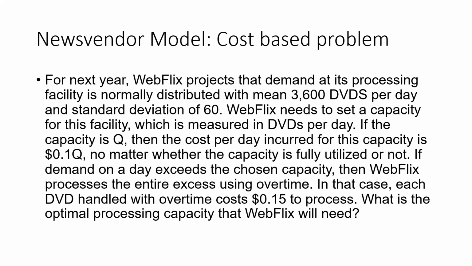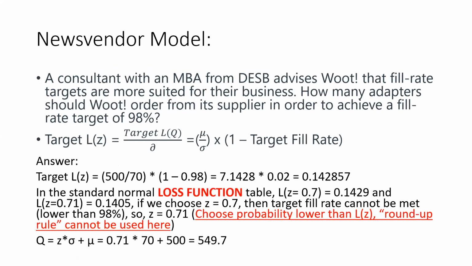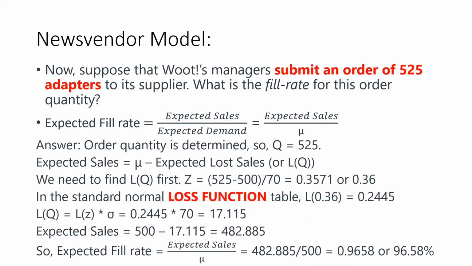I have a quick question on the last one. If we go back, that line where it says we need to find, the one that we just did. Yeah, if you go ahead and click on the notes. So it says we need to find L of Q first, and then it says Z equals that equation. I can see where we pulled the 525, but then the 500 over 70, is that the standard deviation and the mean? Is that right?